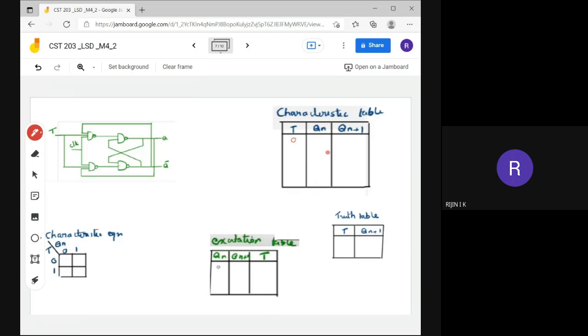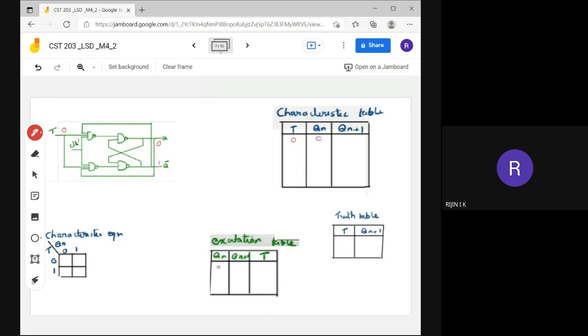Okay. And assuming that the current state is also 0. So we need to find the next state. How will we find it? We are giving input as 0, and the clock is 1 here. Then we are assuming that the current state is 0. That means here it will be 1.